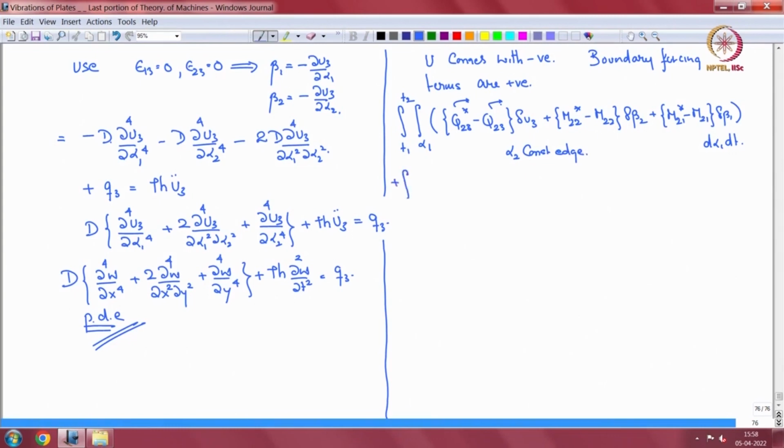Then we have plus integral T1 to T2, integral alpha 2, (Q13 star minus Q13) delta U3 plus (M11 star minus M11) delta beta 1 plus (M12 star minus M12) delta beta 2, d alpha 2 dt, and this is at alpha 1 constant edge.